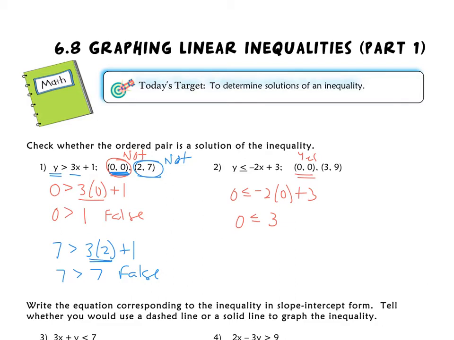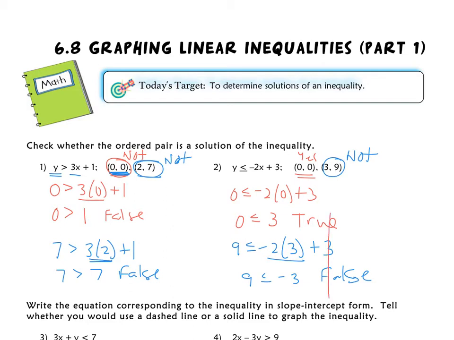Alright, I'm going to check the second point, (3, 9). So 9 is my y value, is less than or equal to negative 2 times 3 plus 3. Negative 2 times 3 is negative 6, plus 3 is negative 3. So 9 is less than or equal to negative 3. This is false. So that means that this point is not a solution. The first one was true, so it was a solution. So keep that in mind. That's one of the skills that we're going to need in order to determine where all our solutions are when we get to the graphing.